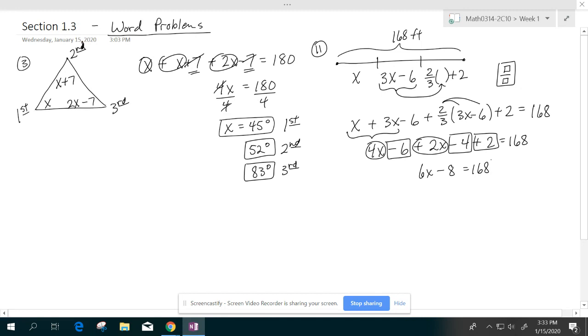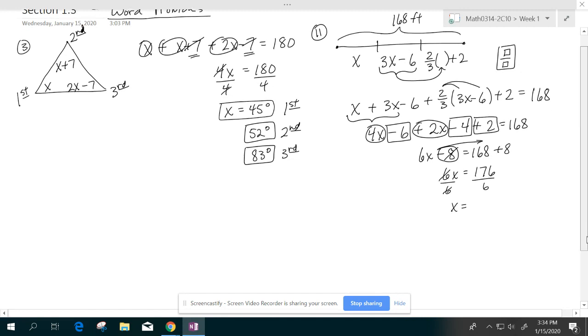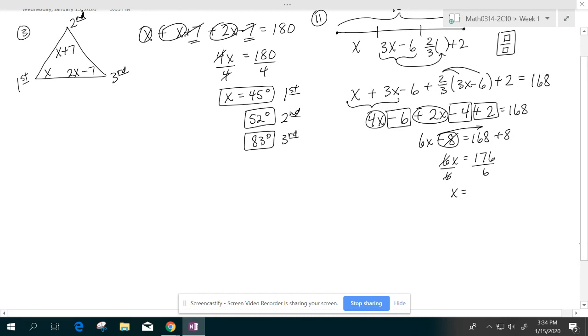And then I think from here it's gravy. That means easy. So from here, we're just going to bring the -8 over, which makes it a +8, which is what? 176. Divide both sides by 6. Man, I hope that divides evenly. No. Oh, what'd you get? 88 over 3. 88 over 3.